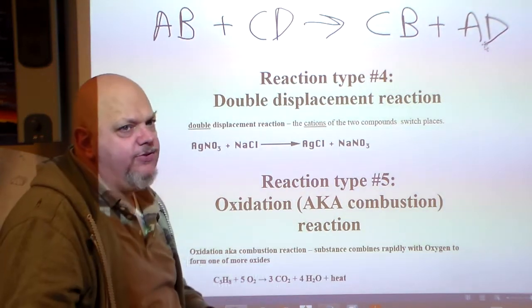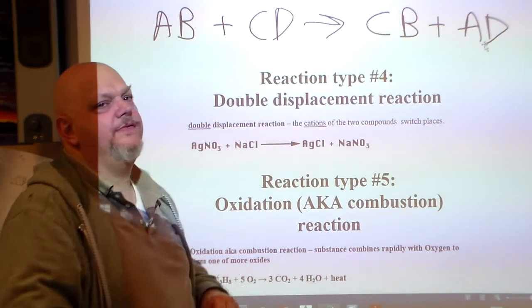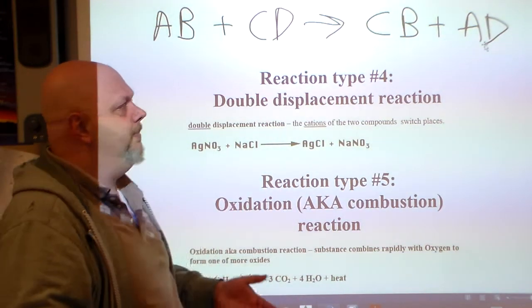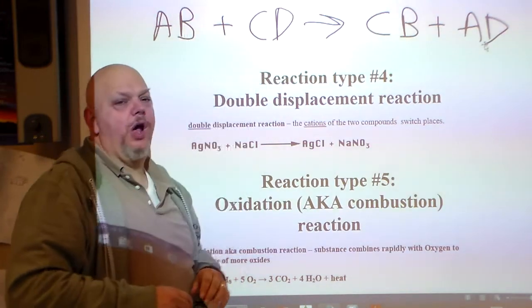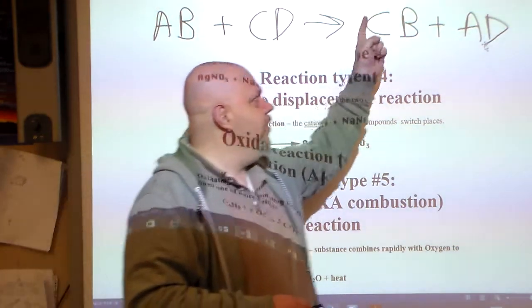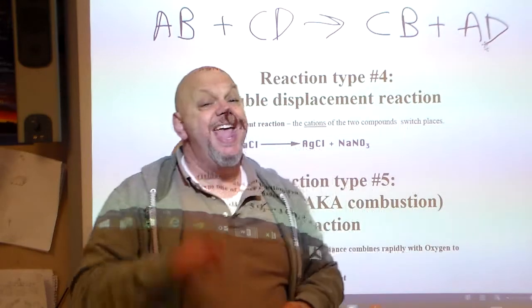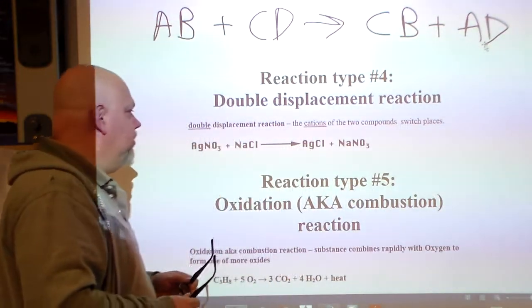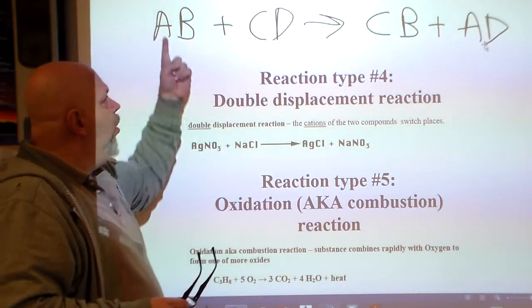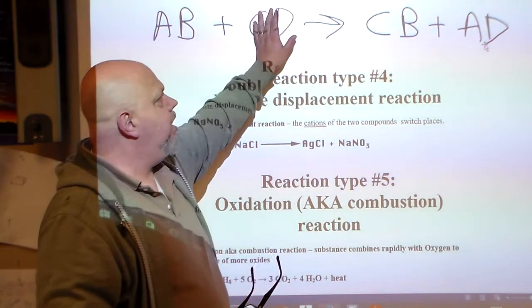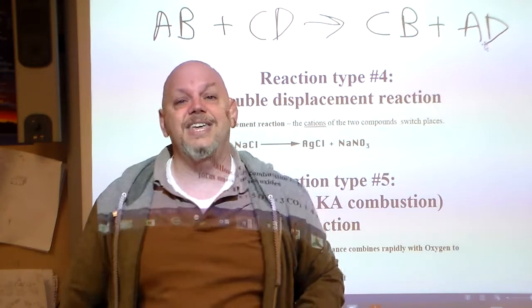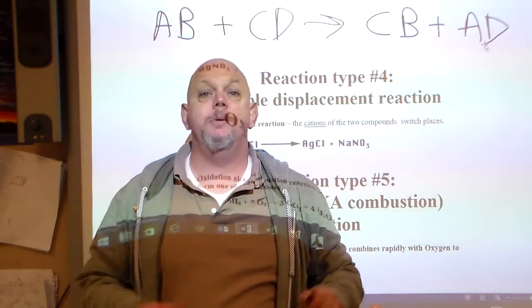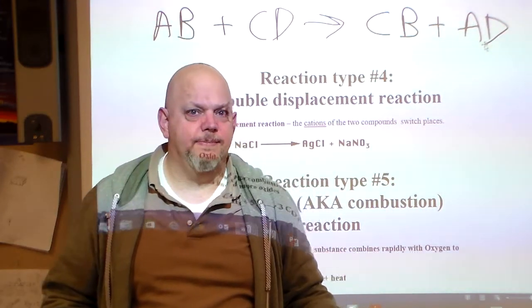Basically, what A and C have done is switch places in their respective compounds. How can you tell if this is a double displacement versus a single displacement? In a double displacement, you have two compounds and you end with two compounds. In single displacement, you have one element and one compound, and you end with one element and one compound. That's the key difference between single displacement and double displacement.